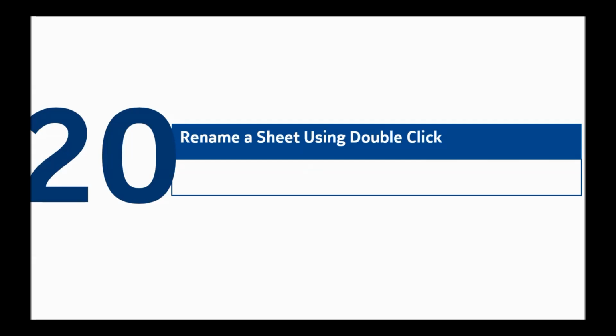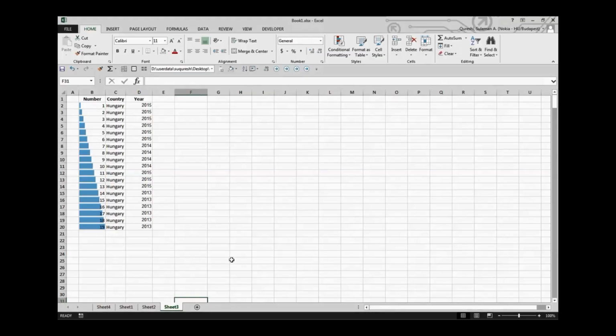Rename the sheet using double click. Yes, most users, when they go in Excel and want to change the name of the sheet, right-click, choose rename, and then write it. Yes, but there's a faster way to do that. Just go to the sheet name and double click. You can see it and write.